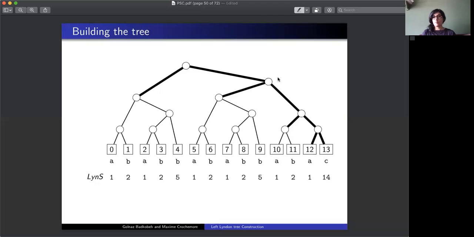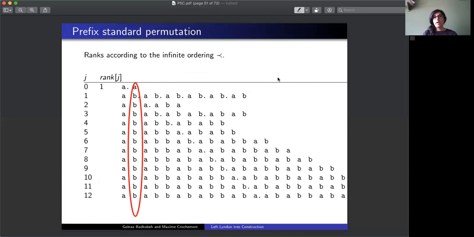Okay, so I started with defining orders and ranks. This is because our algorithm, after building the left Lyndon tree, as a byproduct, can also rank the prefixes. So I just want to explain what this prefix standard permutation is and tell you how our algorithm can rank the prefixes. So what do we mean by ranking? It's similar to the suffix array. We are just building ranks of prefixes. And we use infinite ordering.